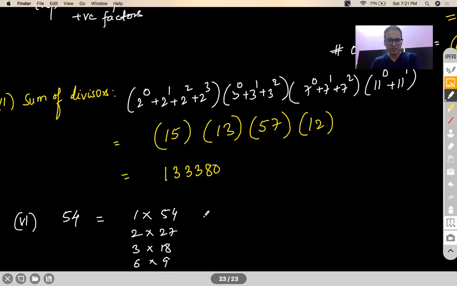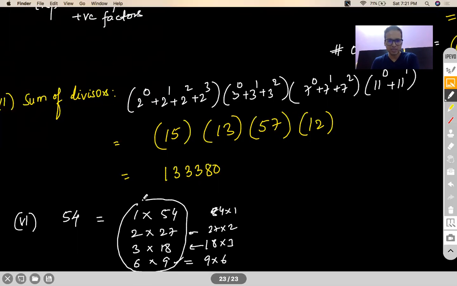Now, after this, if you write 9 into 6, it will be considered the same. So 9 into 6 is the same as this. This is same as this. So this is not counted as a separate one. 18 into 3 is same as this. 27 into 2 is same as this. 54 into 1 is same as this. So basically you will have 4 ways to do it. Okay. So I've just taken a simple example.